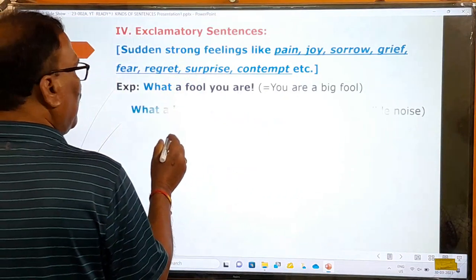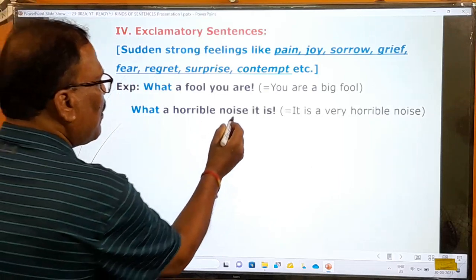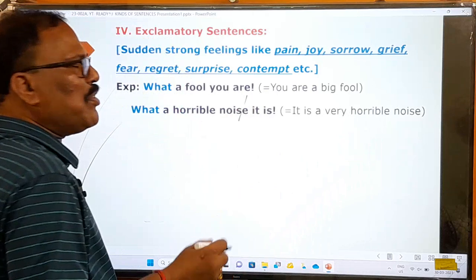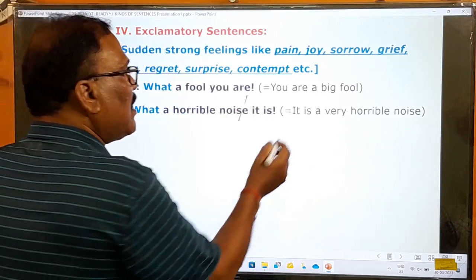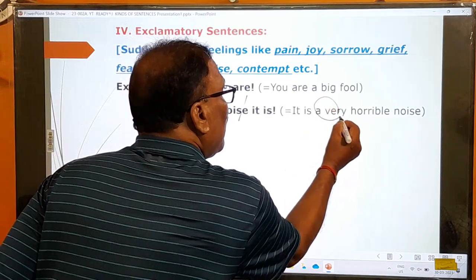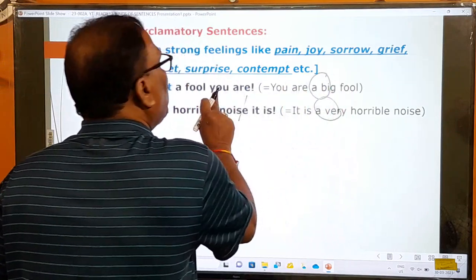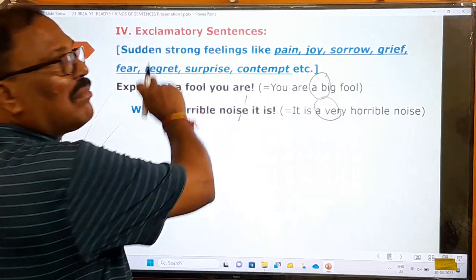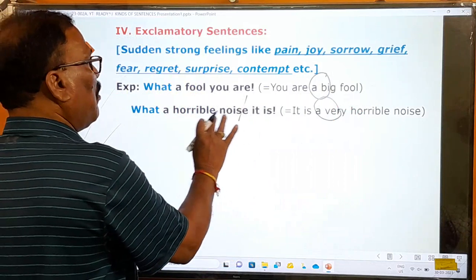And one more example here is, what a horrible noise it is. The sentence is like this: it's a horrible noise. If you say it's a horrible noise, there is nothing strange in this. There is no strong feeling. Since the noise is very horrible, this exclamatory sentence has become possible. How? What a horrible noise it is.